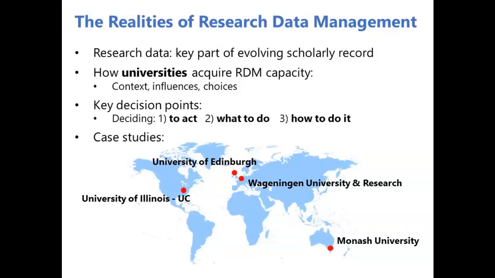Our findings are derived from case studies of four research universities: University of Edinburgh in the UK, University of Illinois at Urbana-Champaign in the US, Monash University in Australia, and Wageningen University and Research in the Netherlands. So four universities situated in four very different national contexts. And then the case studies were constructed from a combination of interviews and desk research.